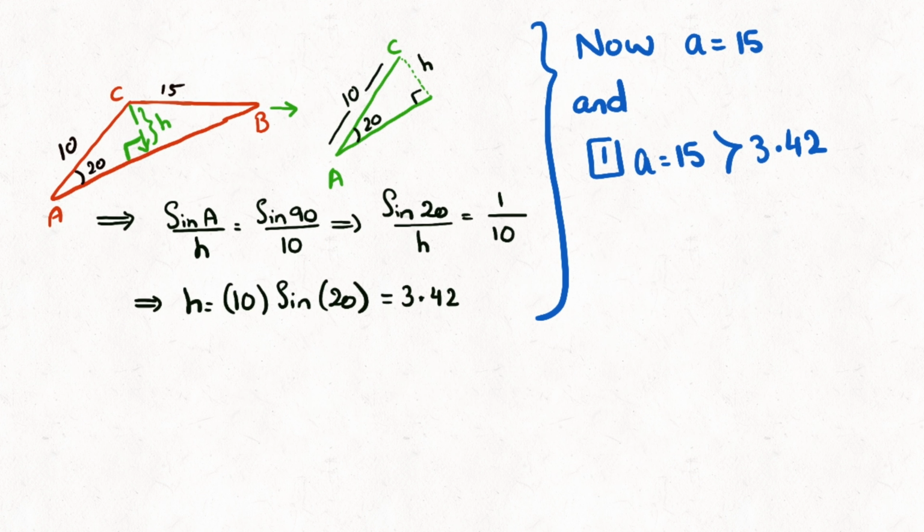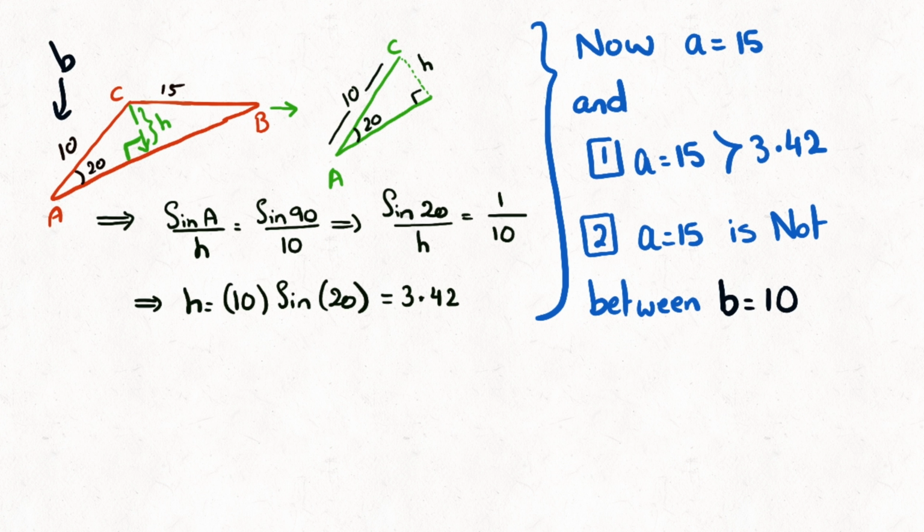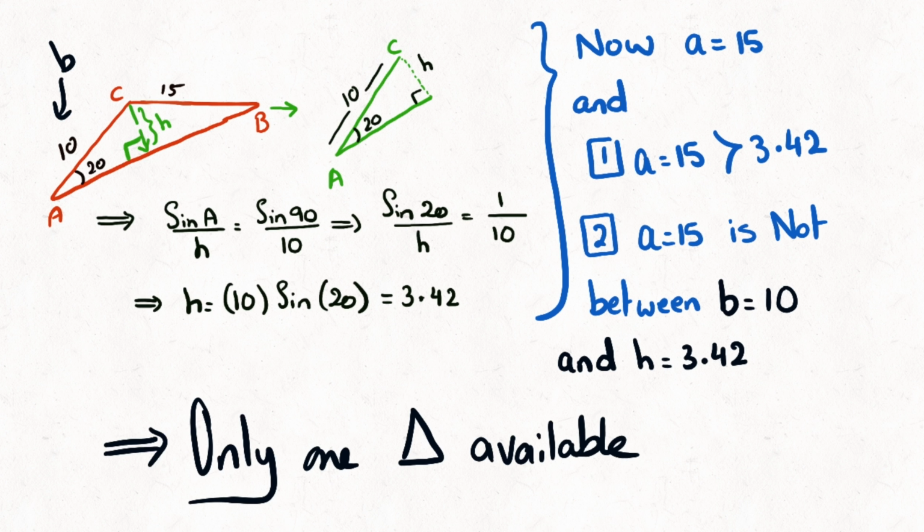Now, we notice that H is 3.42, but the value of A, or the side CB, is 15. We notice that the side A equal to 15 is much greater than 3.42, and 15 is not a number between H 3.42 and the side AC, which is 10. This is why you will discover that in this case you will have only one triangle.